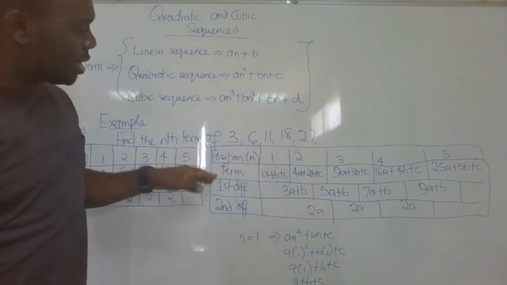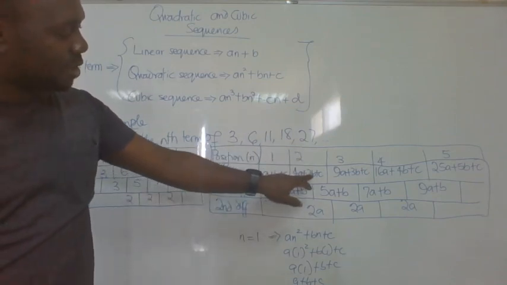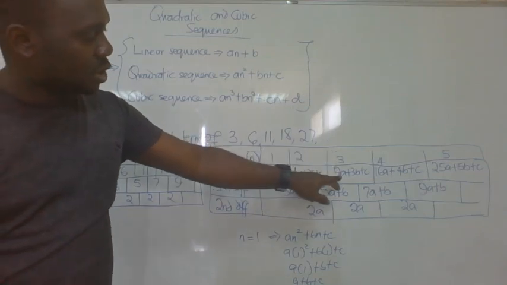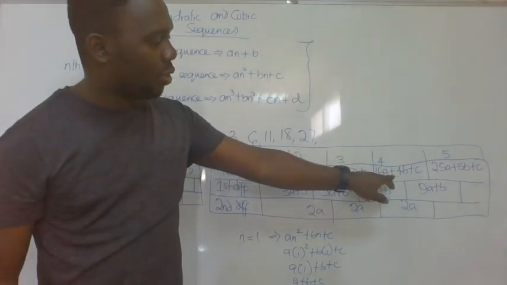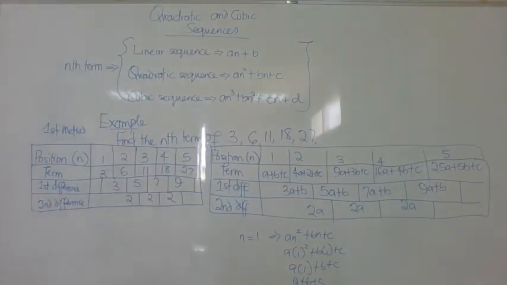Now if you do the same thing for n equals 2, you would have this. If you do that for n equals 3, you would have this. If you do that for n equals 4, and so on and so forth, you are going to have those respective values as you can see on the board.